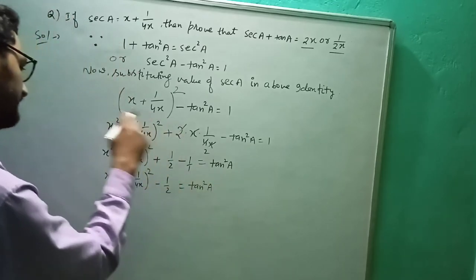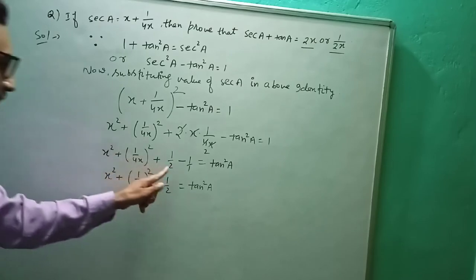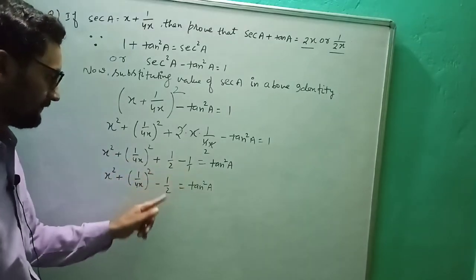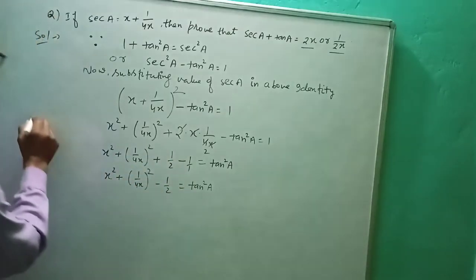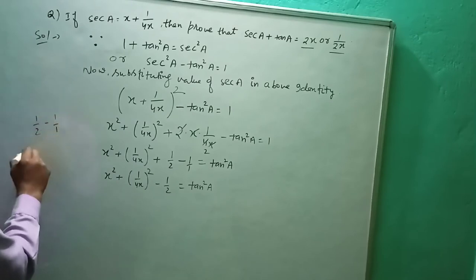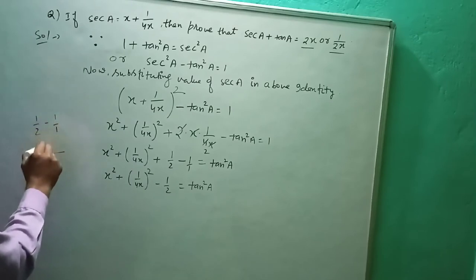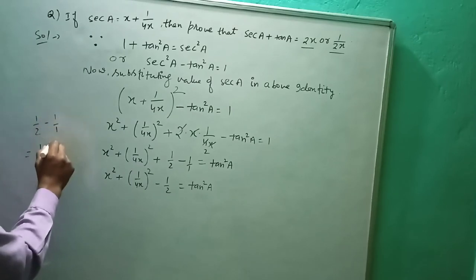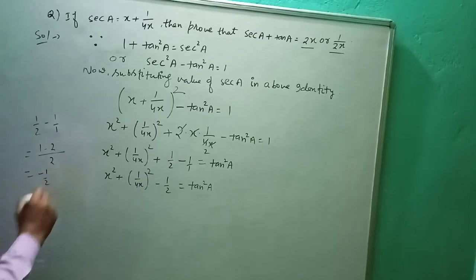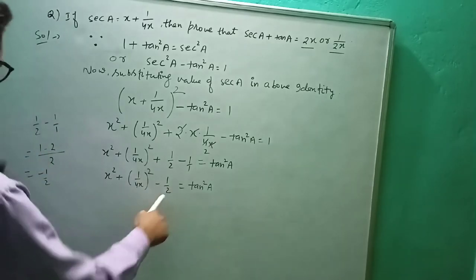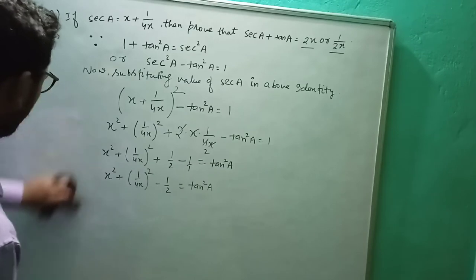So this is the basic simple algebra. If you take 2 as LCM, you will get 1 there. So how to solve this? Take 2 as LCM, so 1 and 2. So this is minus 1 by 2. That is why I have written minus 1 by 2 there.